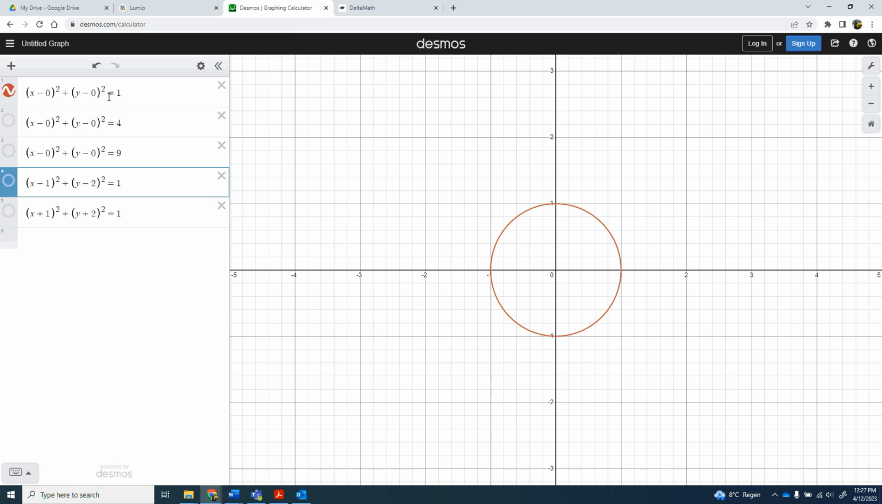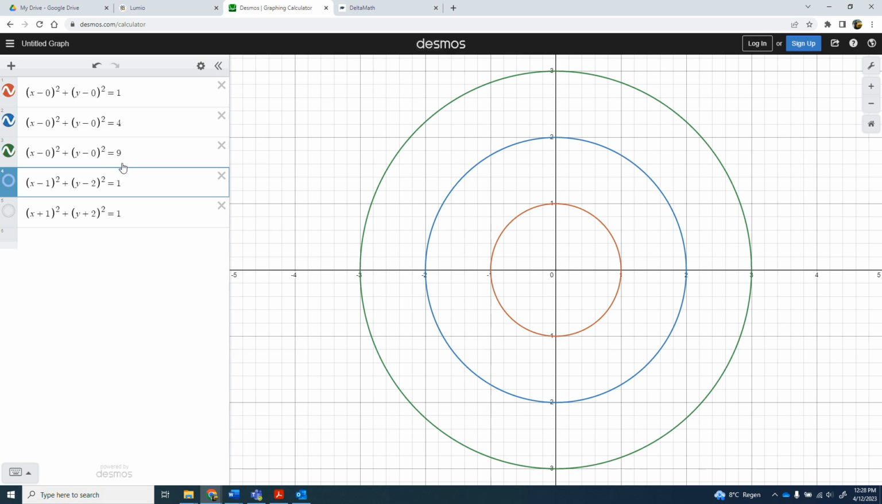So here I have x, there's a 0 and a 0 for h and k, and r squared is 1. And I can see a circle at the origin, 0, 0, which has a radius of 1. Then I go to this one, and I've only changed this to a 4. But the radius is, in fact, 2. And then I can go to this one. Now it's a 9, radius is 3. So the radius is the square root of this number. Square root of 1, 1. Square root of 4, 2. Square root of 9, 3.